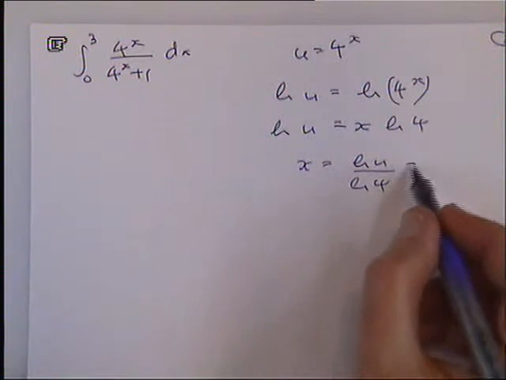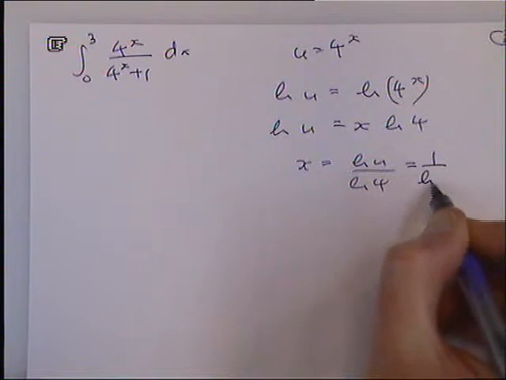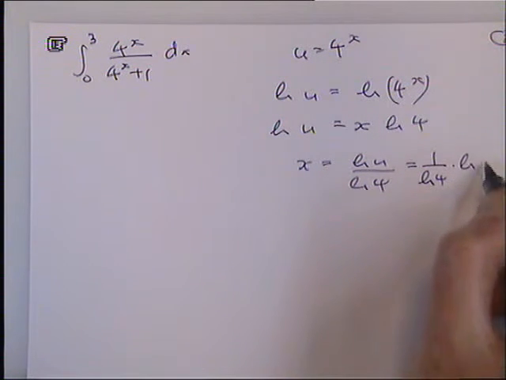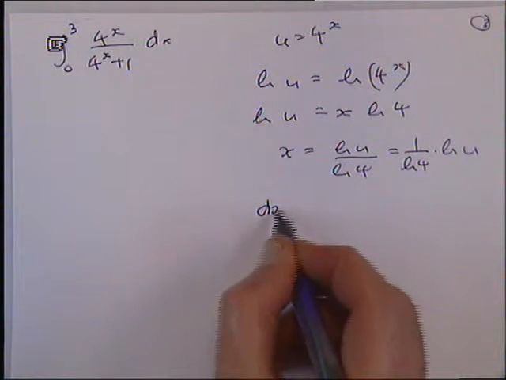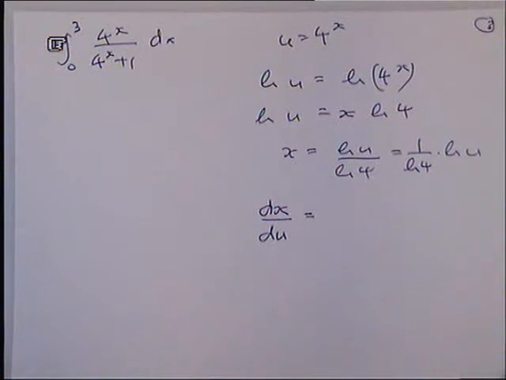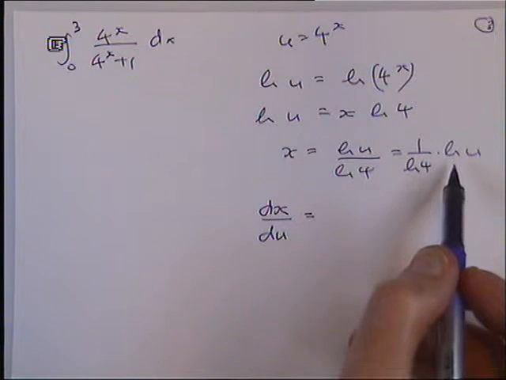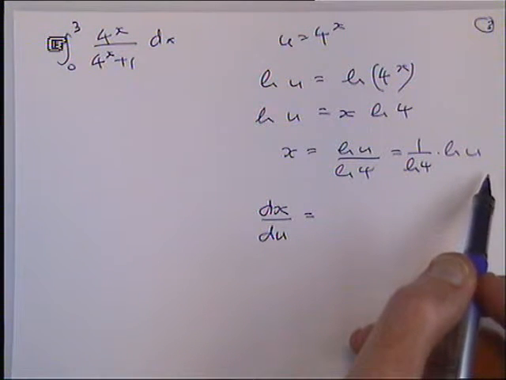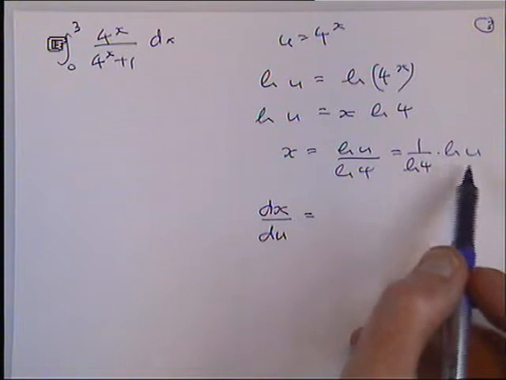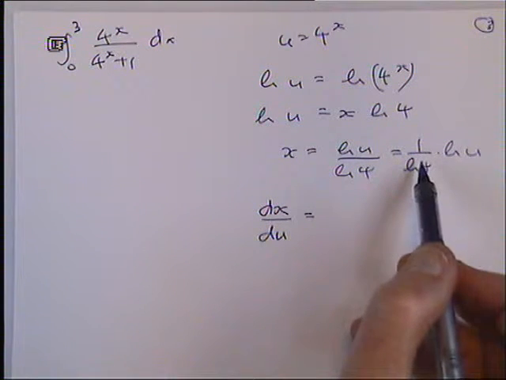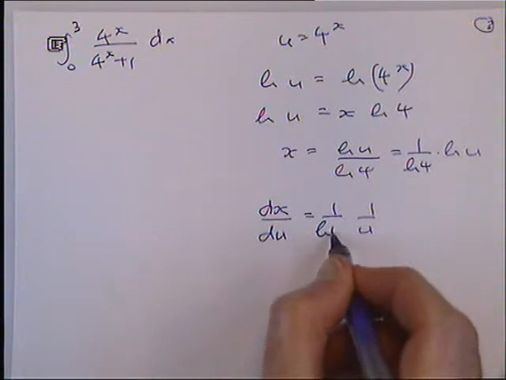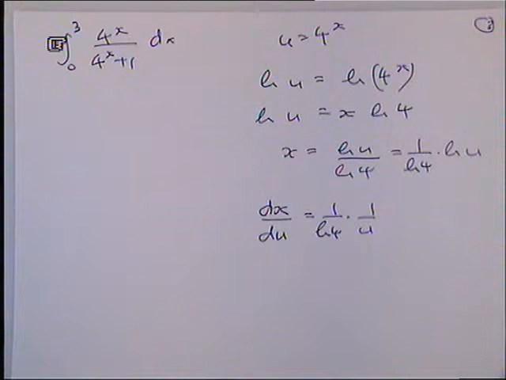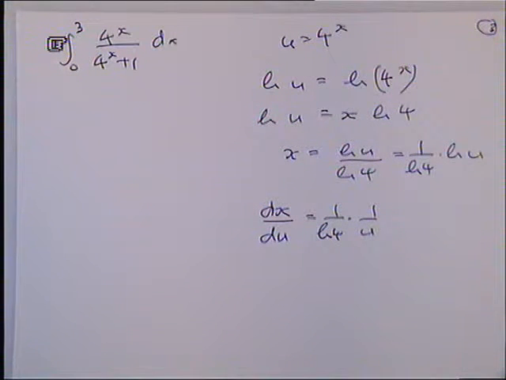Remember, log of 4 is just a number, and it might even be easier to write that down as 1 over log of 4 times by log of u, because in a minute you're going to differentiate that, because we need dx du. What do you get if you differentiate log of u? 1 over u. And if you're timesing it by a number, which we are here, the derivative of that is the 1 over u times by the number that we were timesing a log of u by. So that's what you get for the dx du.